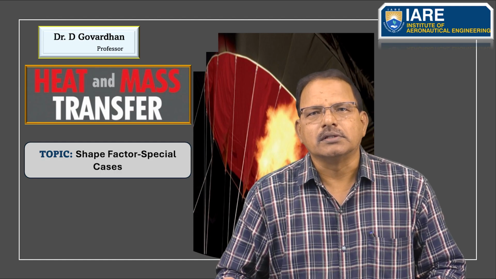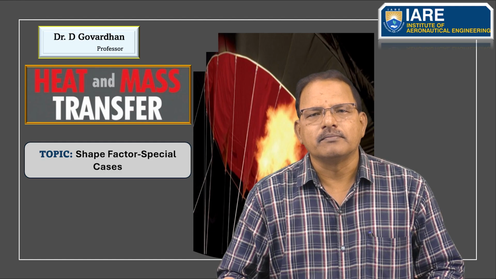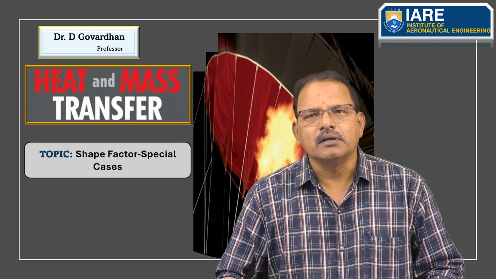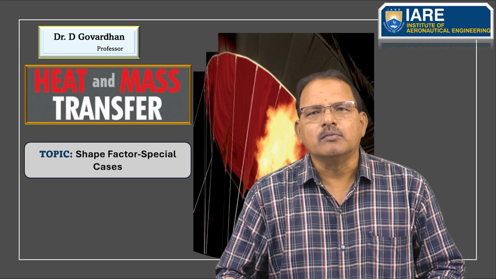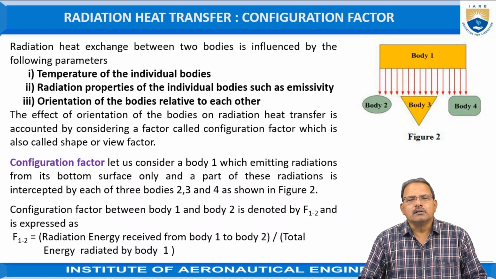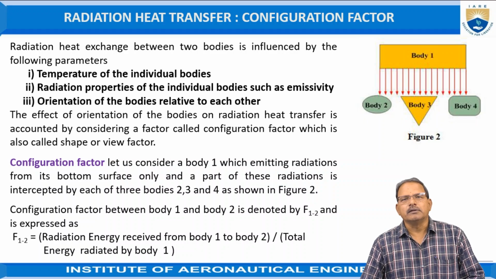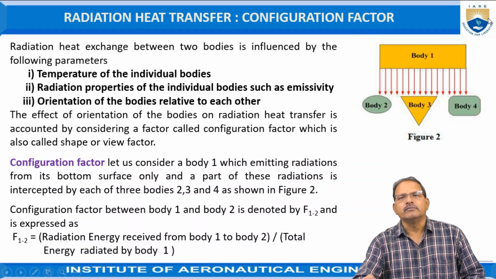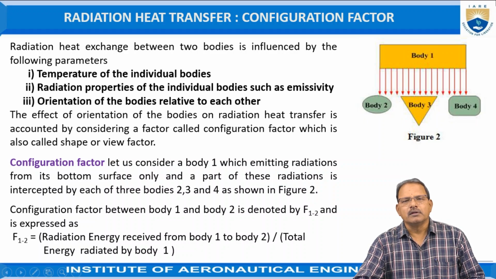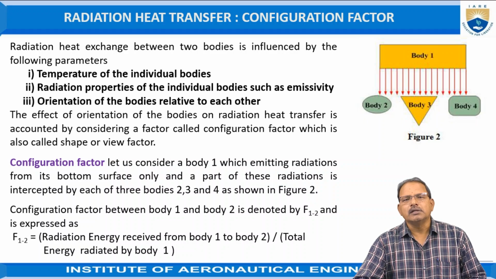Today, we are discussing the shape factor, special cases in heat and mass transfer. The radiation heat exchange between two bodies is generally influenced by the following factors. Three are very important. One is the temperature of the individual bodies. If the temperature of one body is higher, the radiation emitted by that body is more than that of the other body which is lower in temperature.